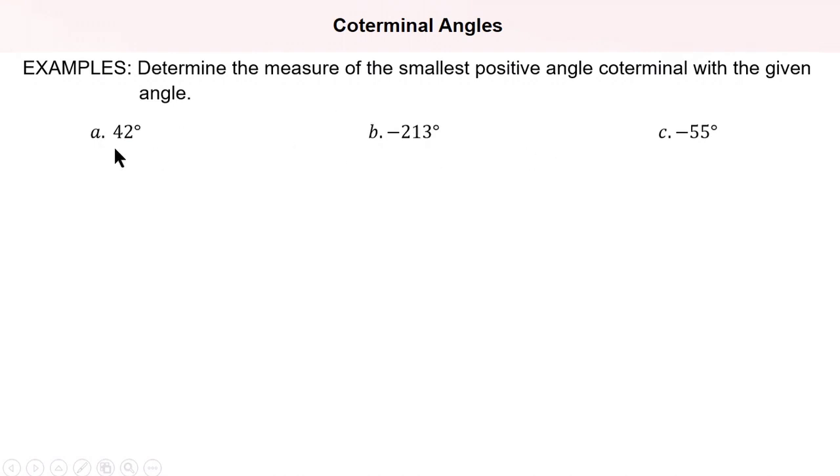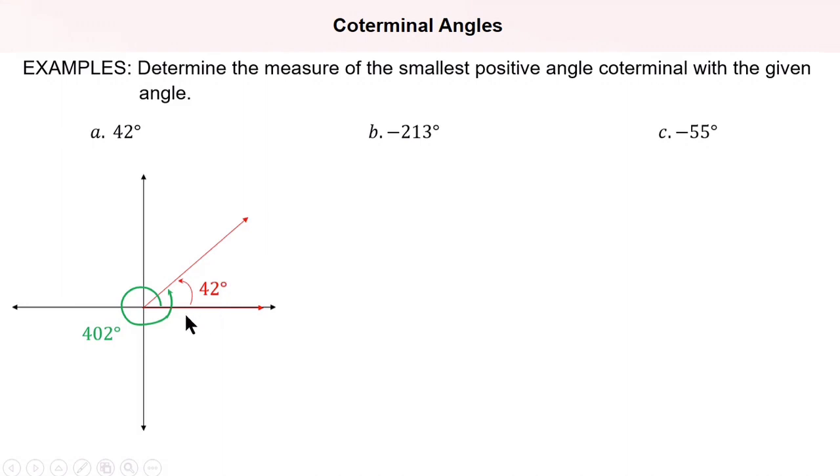Example, 42 degrees. First, draw the angle measuring 42 degrees. Then, find the smallest positive angle coterminal with it. Since we are looking for the smallest positive angle, the direction of rotation should be counterclockwise and we're gonna stop at this terminal side. And the measure of this angle is 402 degrees.